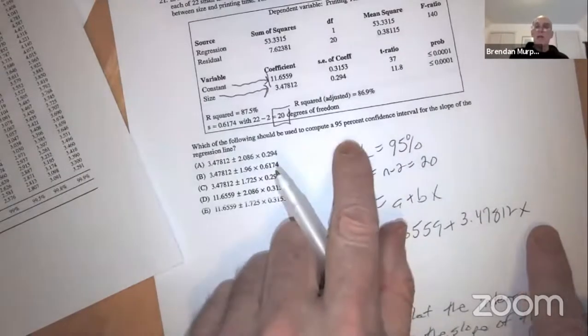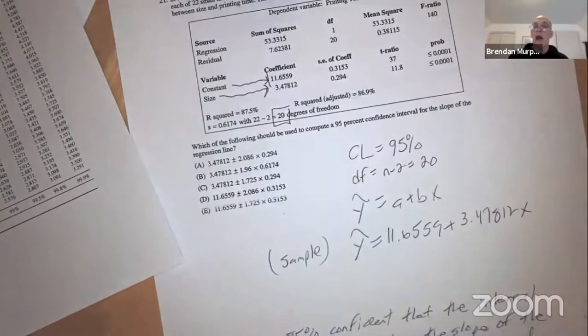And I want to see if I can come up with an interval that captures the true population slope. So I want to know what that true slope is. If I'm a manufacturer and I know what that true slope is, then I may be able to design my machines a little bit more efficiently. I can make my printer more efficient. And so that's why a manufacturer would want more than just the sample slope here. They want to see if they can come up with the population slope.